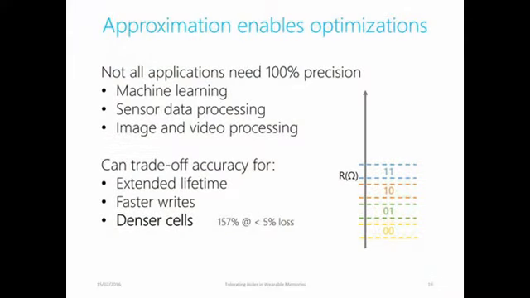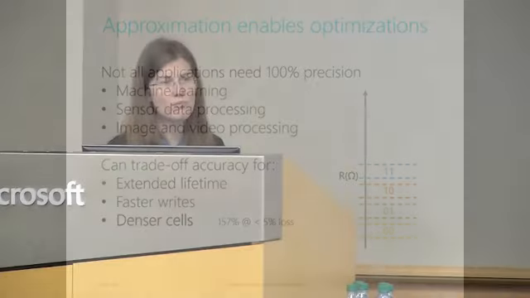And so sometimes the value of that cell is going to be flipped. But that doesn't matter because certain applications, not all, but certain applications, can tolerate that. So in terms of density, what we get is about a 50% improvement in density at about 5% loss, which is not a lot for certain applications.